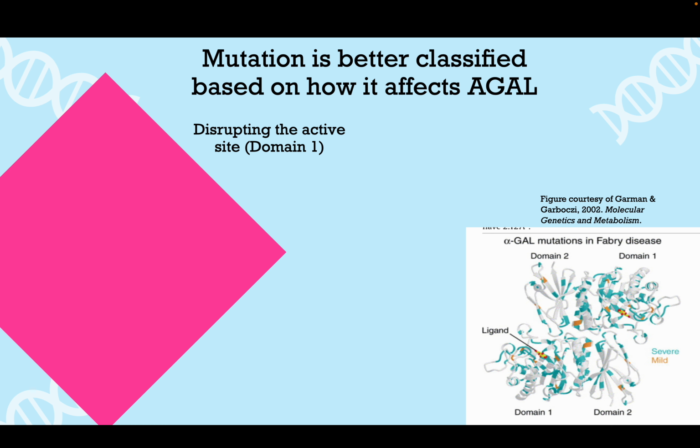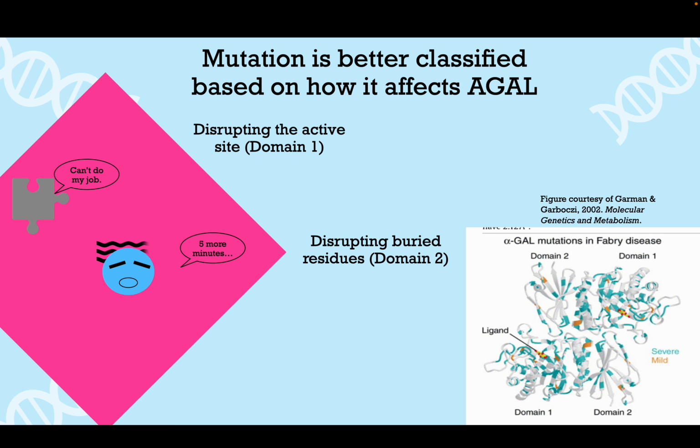In the first category of mutation, the active site is disrupted. Typically, the active site is the place where our disease-causing molecule GB3 is cleaved. However, when a mutation is present, something prevents the active site from working properly, and GB3 can't be cleaved. In the second category of mutation, buried residues, or sections hidden deep in the protein that help maintain its structure and function, are disrupted.